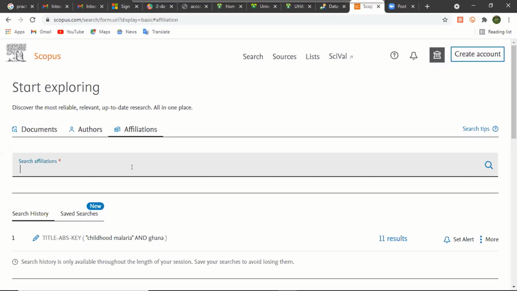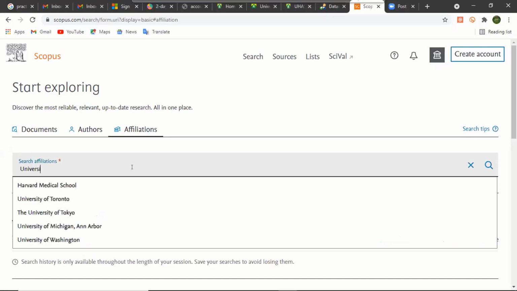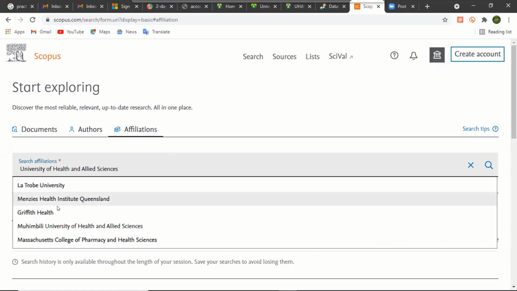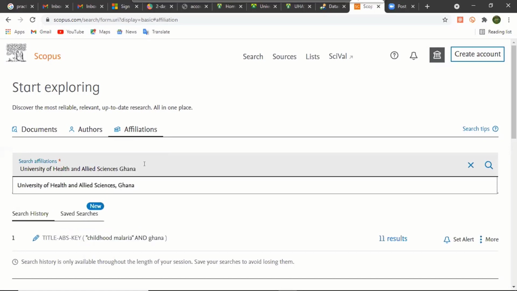So I put in University of Health and Allied Sciences. Now, again, once you start typing, all the index terms come up, and you can see that there's actually another University of Health and Life Sciences, but that one is Muhimbili University of Health and Allied Sciences. I think it's from Tanzania. So I'll have to add something else that will distinguish. So I'm talking about the one in Ghana, University of Health and Allied Sciences in Ghana.